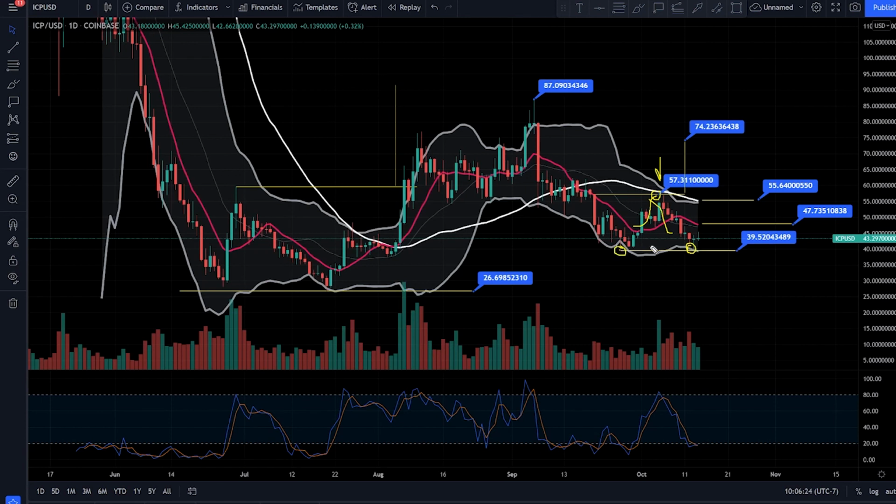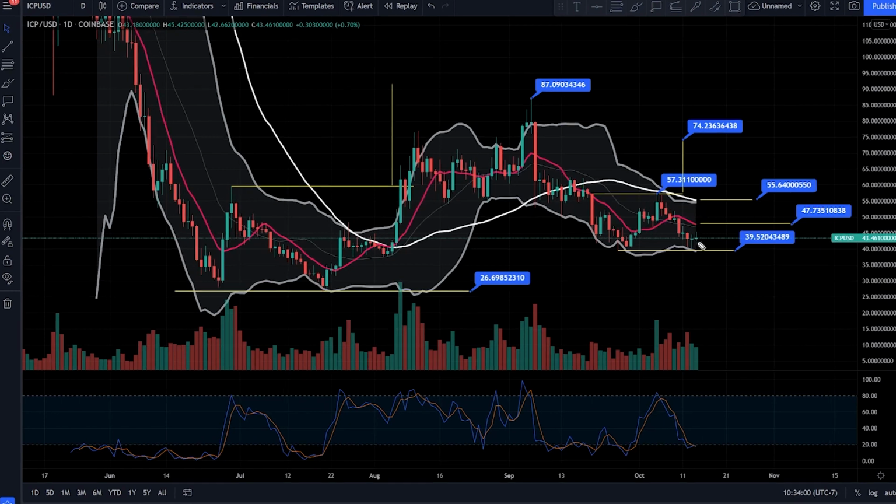So there is a potential for this double bottom. Technically, a double bottom, and if ICP can break out and cross over this prior high, could take it to about 74. However, the chart is still looking very bearish. The 10 days moving average continues to trend downward, and it is lacking the 50 days. ICP is still trading below the 10 days moving average.